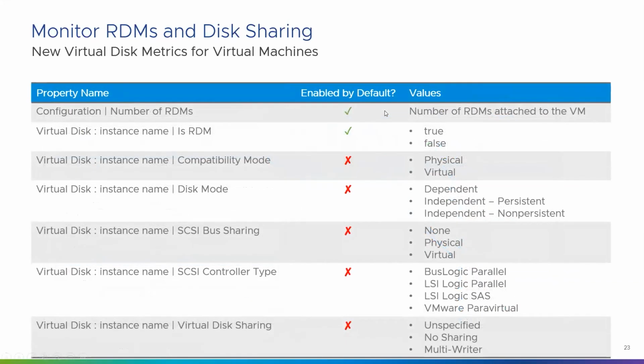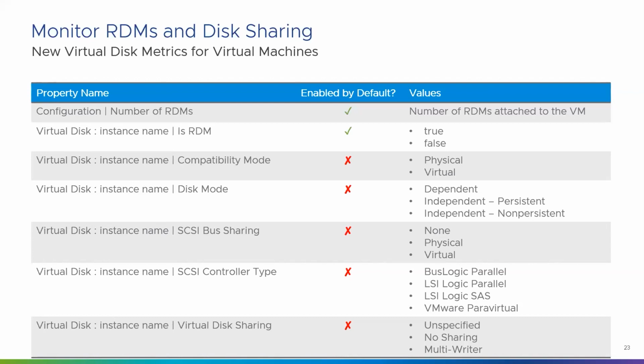So just for reference, I created this little list of all the new properties that are available. So you can see we have the number of RDMs as a property now on the virtual machines, as well as various metrics on each virtual disk. So we can look at each VMDK, and you'll see a property that says whether it's an RDM or not, what compatibility mode it's in, what the disk mode is, whether it's independent persistent, or independent non-persistent. You can see SCSI bus sharing, virtual disk sharing, and then also the SCSI controller type was added as well.